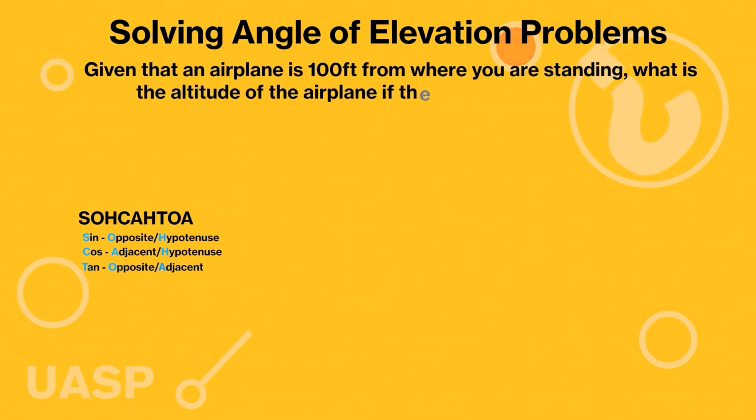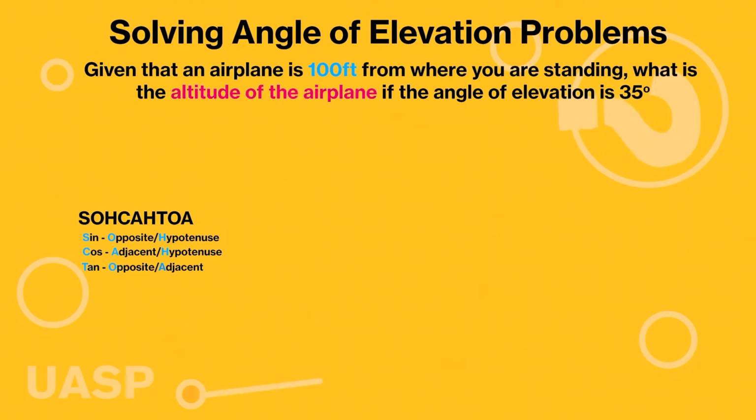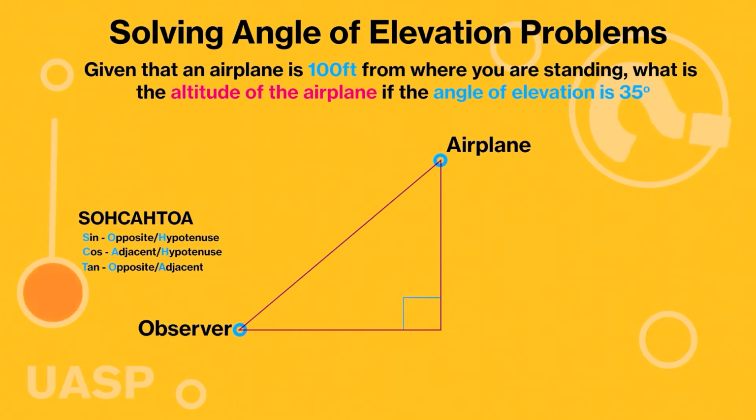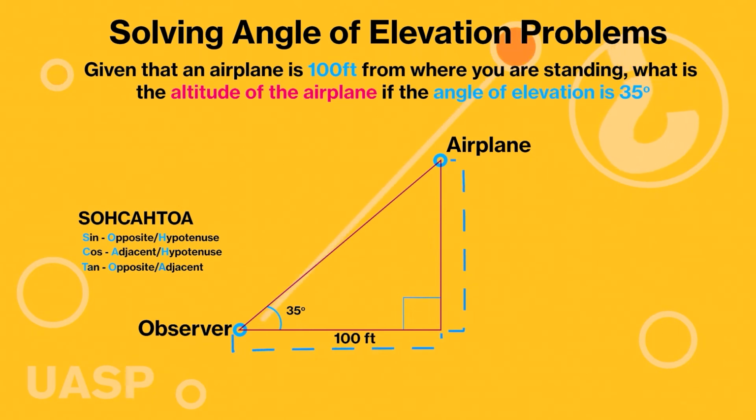We're being told that there's an airplane 100 feet from where you are standing, and they want us to find the altitude of the airplane given that the angle of elevation is 35 degrees. So I'm just going to go ahead and draw that. We know that this is the right angle. I'm going to say that this point up here is the airplane, and this part right here is where we're at. They say that we are 100 feet away from the airplane, so that's what this line is. And then lastly, they tell us that the angle of elevation is 35 degrees, which is this angle here. So that's what angle of elevation means. What they're asking us to find is the altitude of the airplane, which is what this line is.